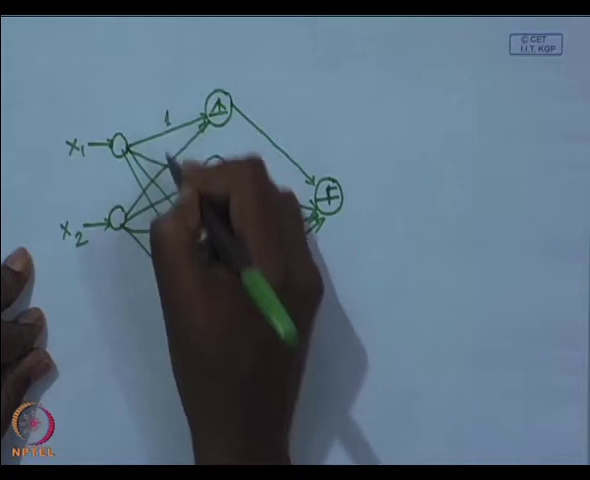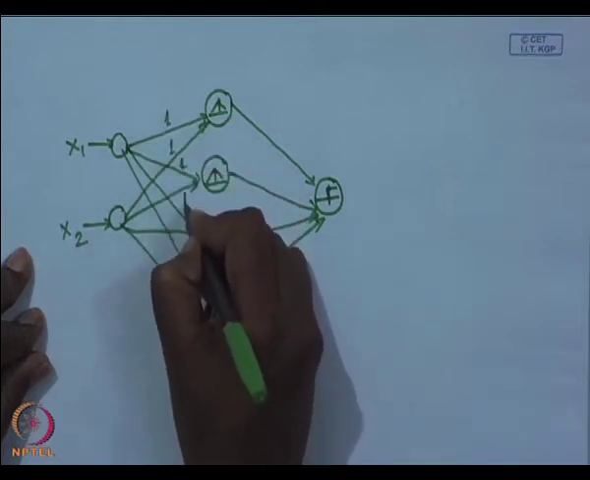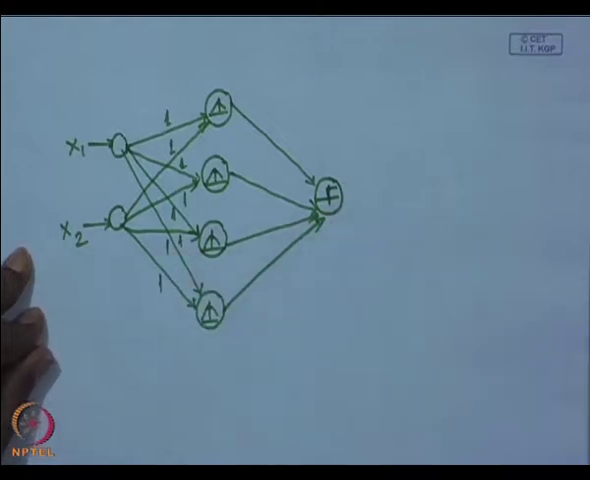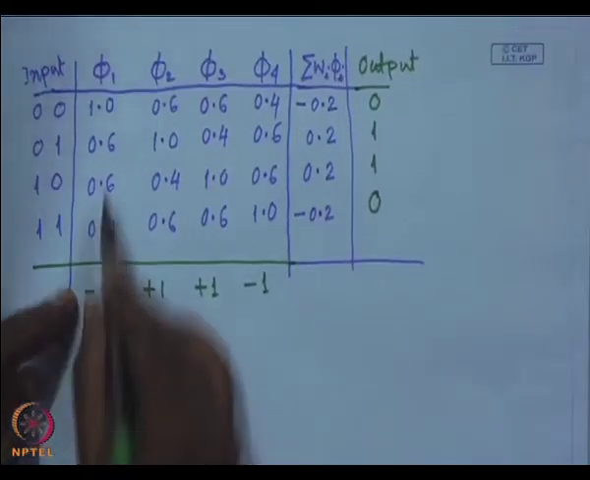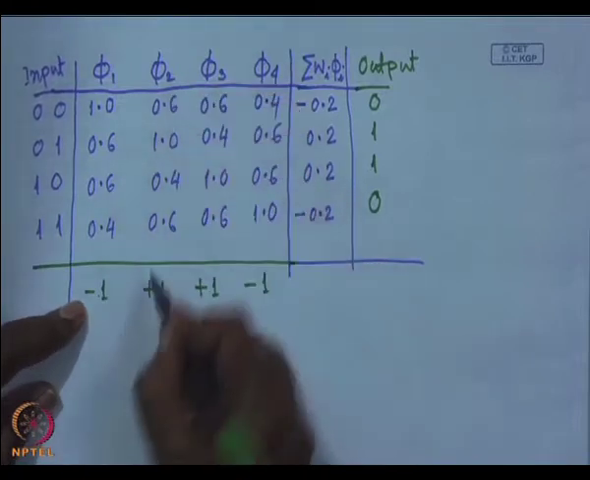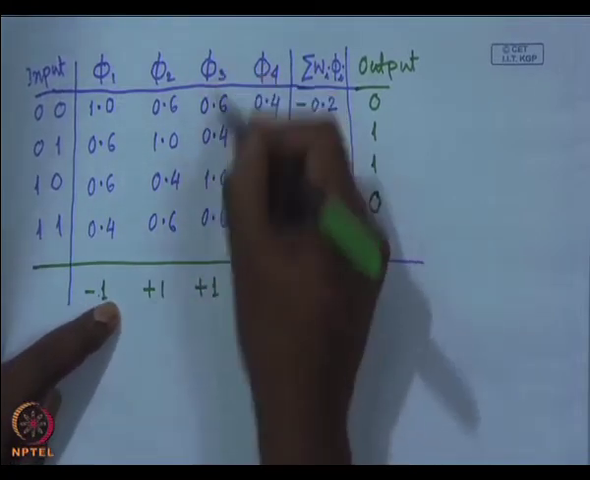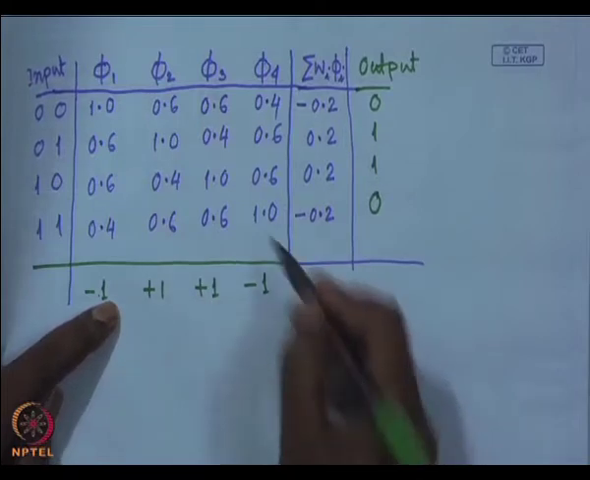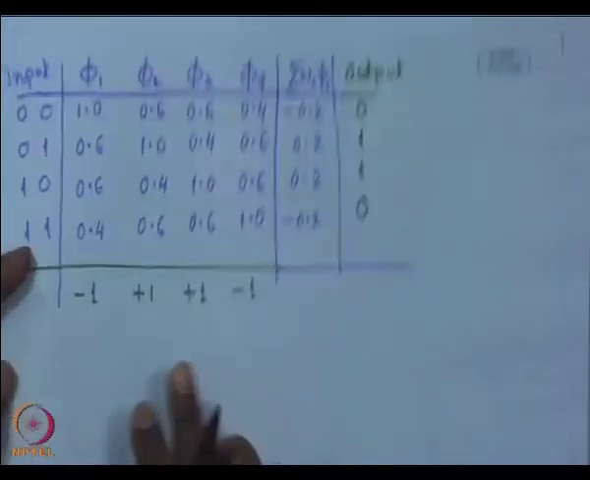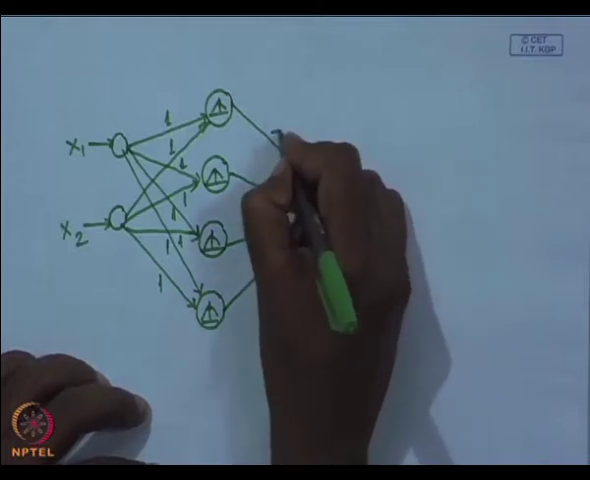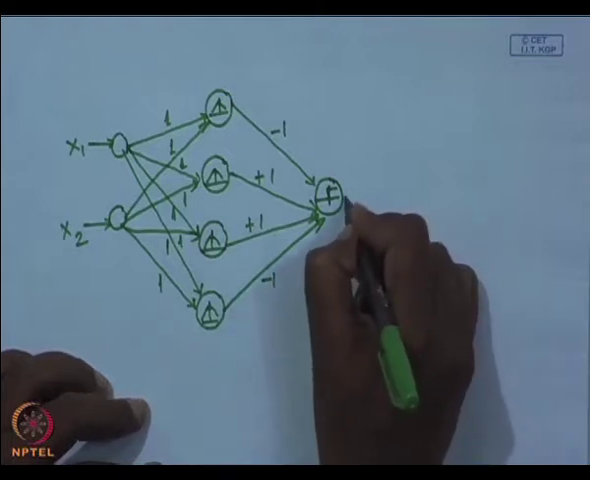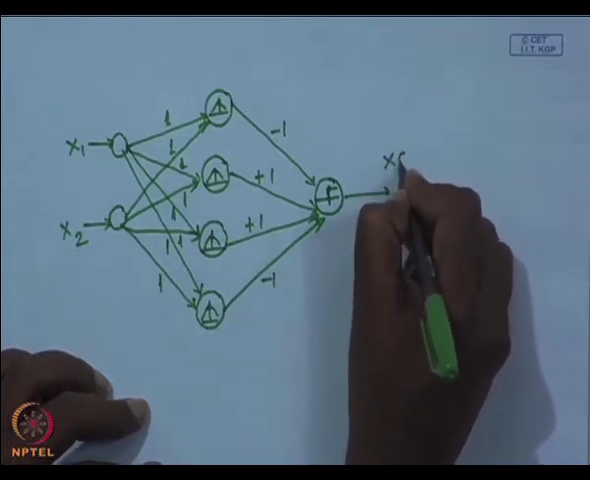Where each of these connections has a connection weight equal to 1. And over here, as you can see, phi 1 to the output layer node has a connection weight of -1, phi 2 to the output layer node has a connection weight of +1, phi 3 to the output layer node again has a connection weight of +1, phi 4 to the output layer node has a connection weight of -1. So, here the connection weights are -1, +1, +1, -1, and this output actually gives me the XOR function.